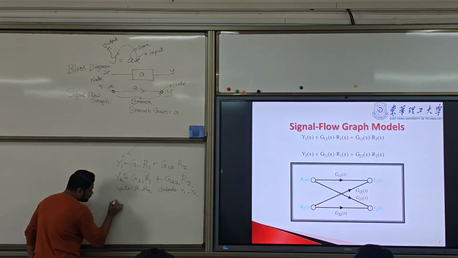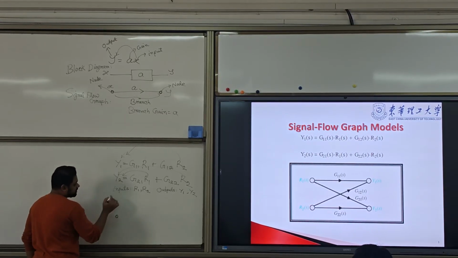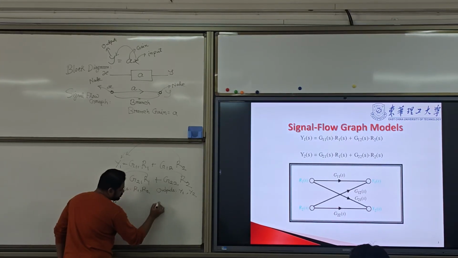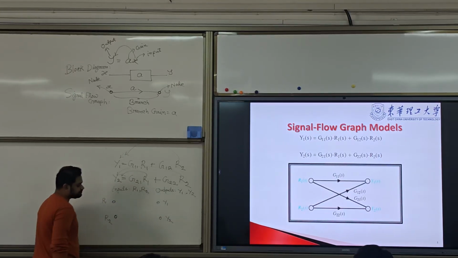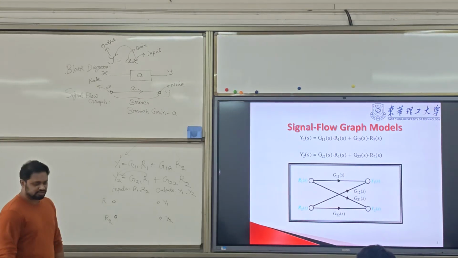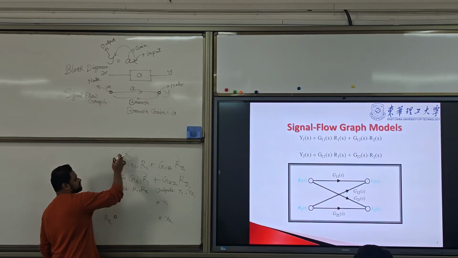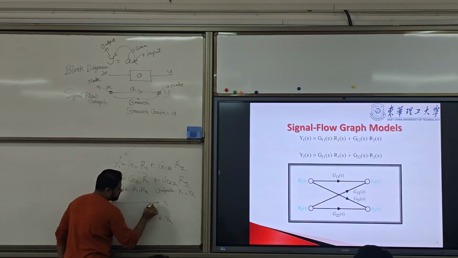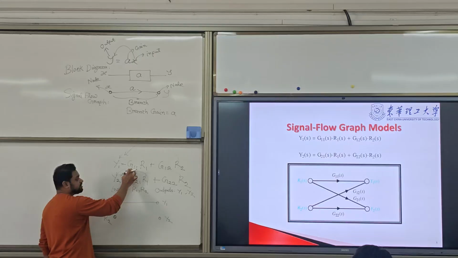So here we have one node, two nodes. These are for inputs, R1, R2. And we have two nodes for outputs, Y1 and Y2. Now, we need to draw the branches. Look, R1 is flowing to Y1. Here we have one branch. And what's the gain of that branch? G11.